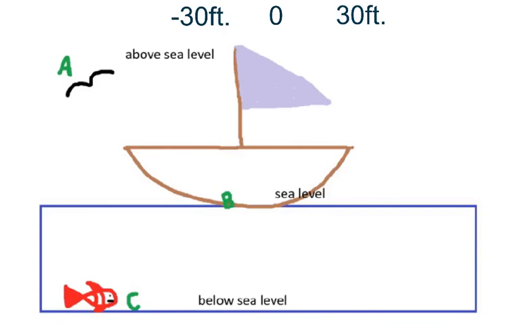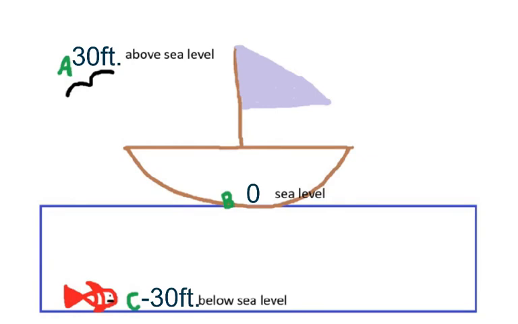Now on this diagram, we're going to see if we can put the numbers negative 30 feet, 0, and positive 30 feet in the correct locations. So we have A above sea level, B is at sea level, and C is below sea level. See if you can put those numbers at the correct locations on your notes.